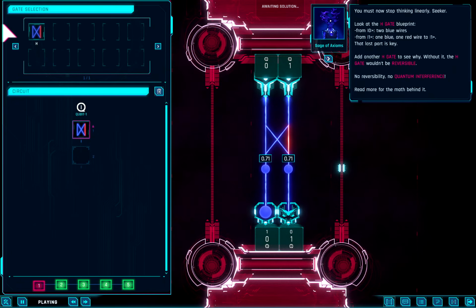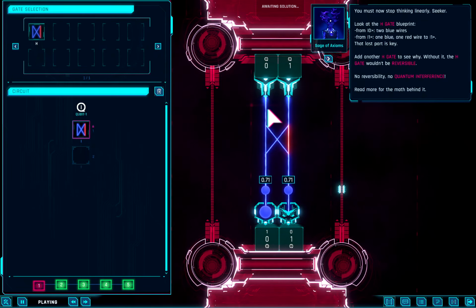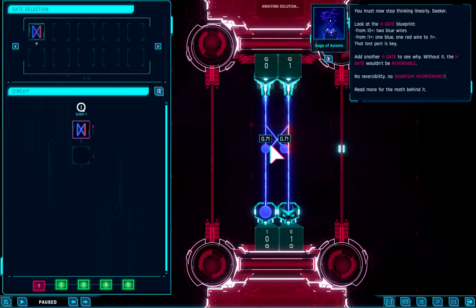Let's now discuss the mysterious H gate, the first gate you'll encounter that has 4 lines and not 2 lines. This has both vertical and horizontal lines, meaning that it also changes the direction and also at the same time can add a color, and the color is red.